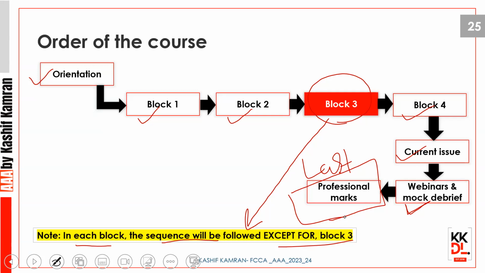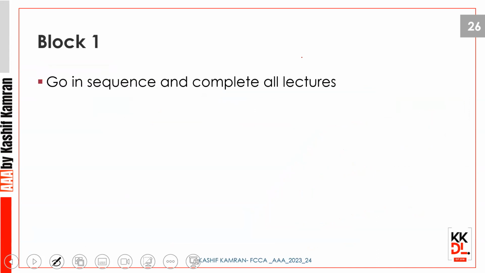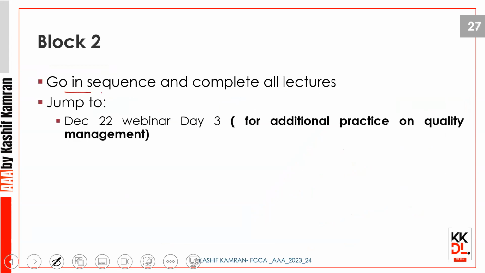Right. So when you get into block one, go in the order. Block two, go in the order. Block three, some change of order. I'll guide you. Now let's go one by one in each one of them. Firstly, you go into block one, go in sequence and complete all lectures. So go in the sequence, right? And complete all lectures. Then you get to block two, go in sequence and complete all lectures.